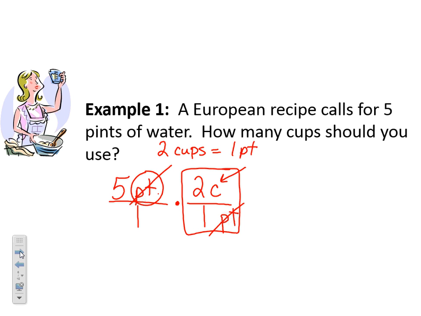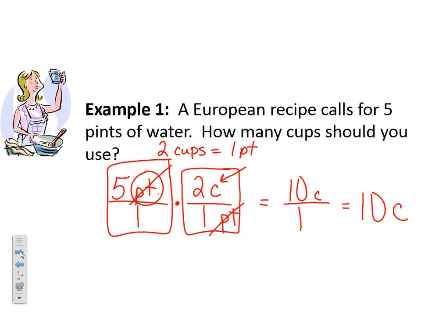This is what the question was asking us to find for our answer. How many cups should we use? So now I just do what the problem says. I take 5 over 1, this fraction, times this fraction. Now to multiply fractions, you just multiply across the numerator, multiply across the denominator. 5 times 2 is 10. I have 10 cups over 1. 1 times 1 makes 1. So I have 10 cups for my final answer.